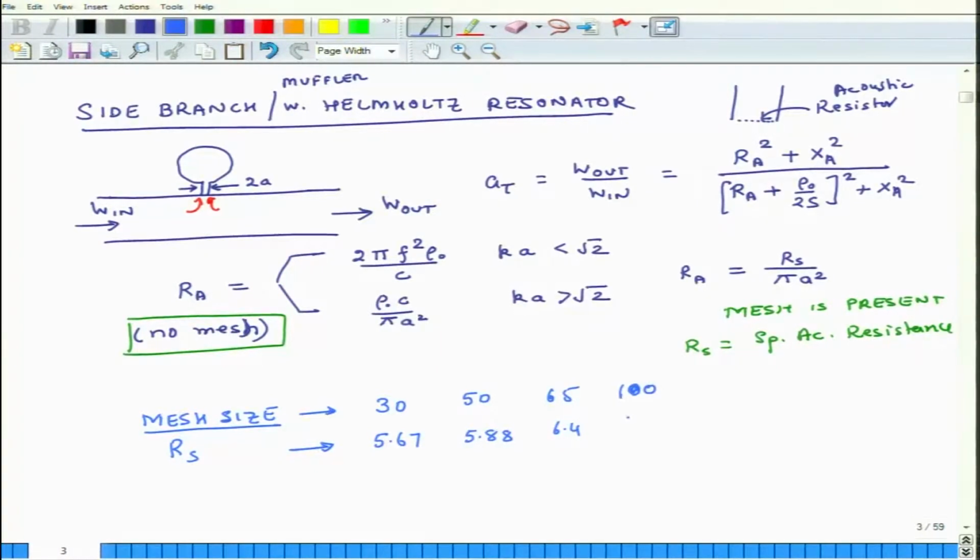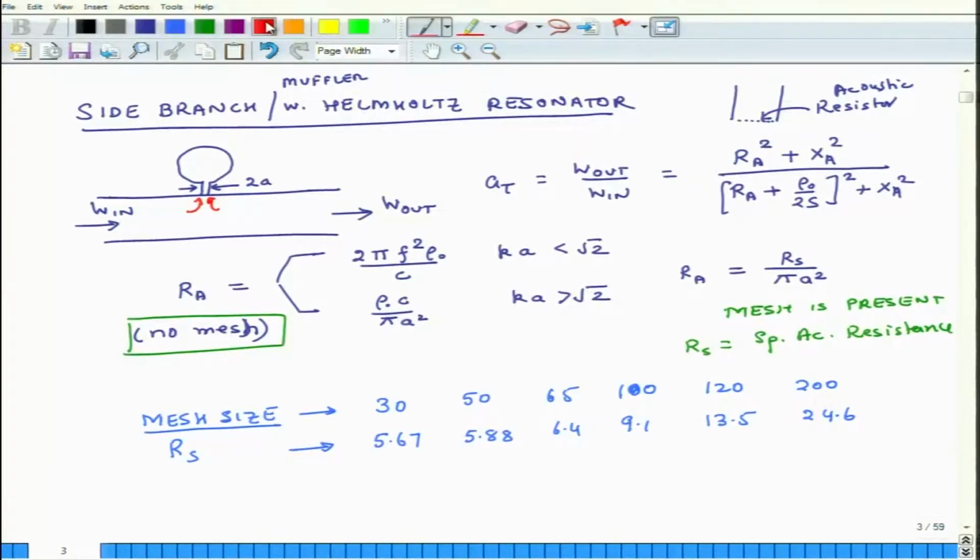100, then this is 9.1, and 120, then this is 13.5, and if it is 200, which is very fine mesh, then it is 24.6. So, from this we can calculate R A.